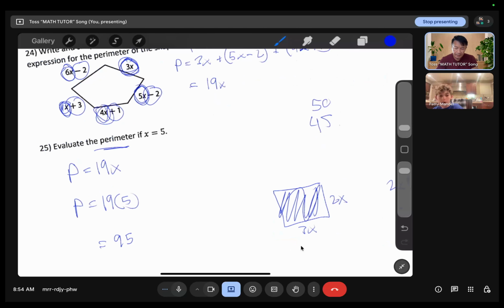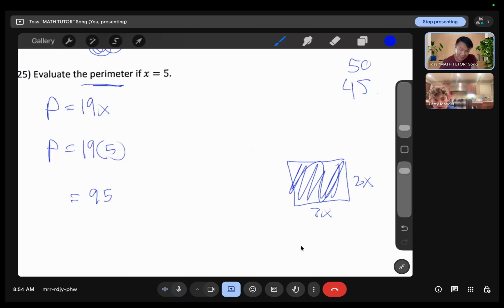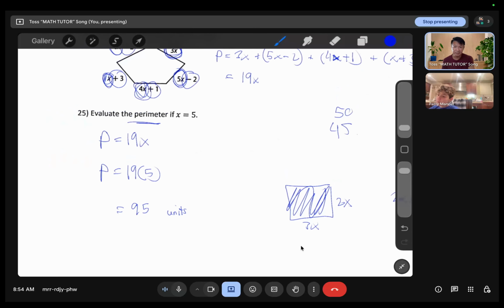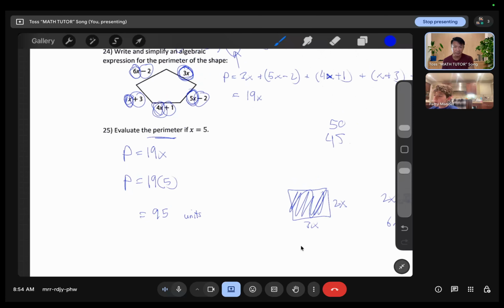Now, there's this rule. If this were last year, you're supposed to actually write, if you don't have centimeters, feet, whatever, the word units. I don't think you need to because you're doing algebra now, but you can still do it if you want. But if you have a centimeter, feet, you have to write that. Your teacher will mark you.